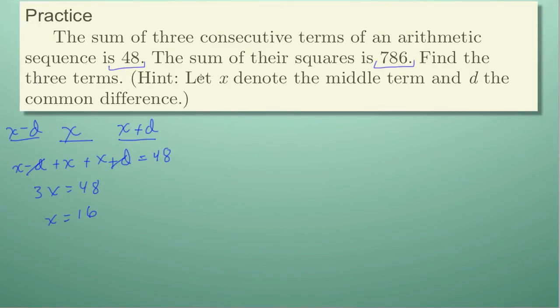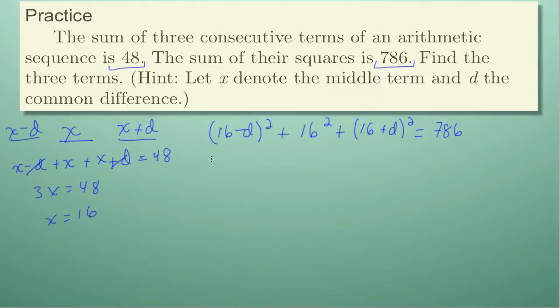To find the common difference, I'm going to use the second statement that says the sum of their squares is 786. I know that x is 16, so the first term becomes 16 minus d. But if I want to sum the squares of those three terms, I'm going to square that. Plus, I know that x is 16, I'm going to need to square that. Plus 16 plus d squared equals 786. Solving this for d is going to take a little bit more work, but again, hopefully lots of things will cancel out.